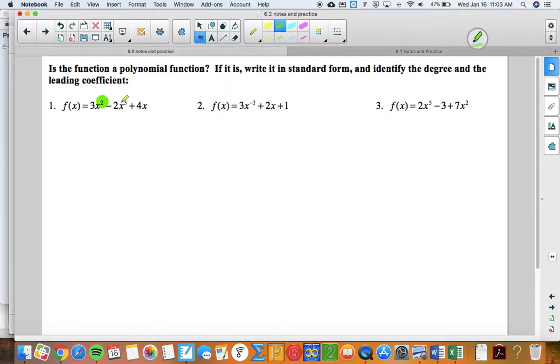I'm looking at the powers, and we can't have anything that's a negative power, and they have to be whole numbers. And that is the case here. So no fractions, no decimals, no square root powers. It's all about the powers.